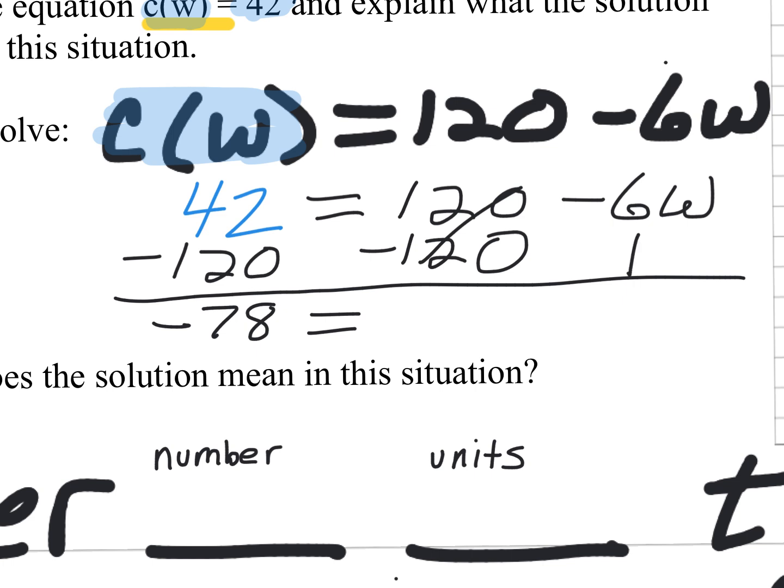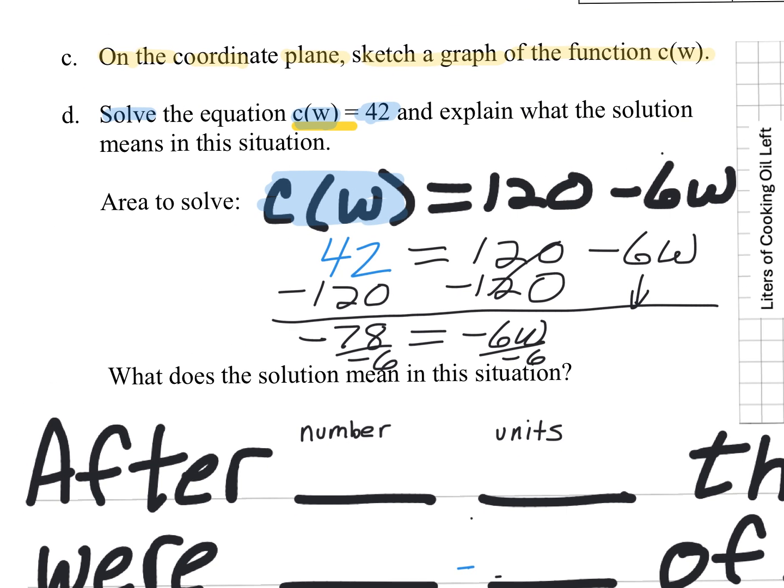So that cancels. Bring down my negative 6W. Then divide both sides by negative 6. My number of weeks is equal to 13.